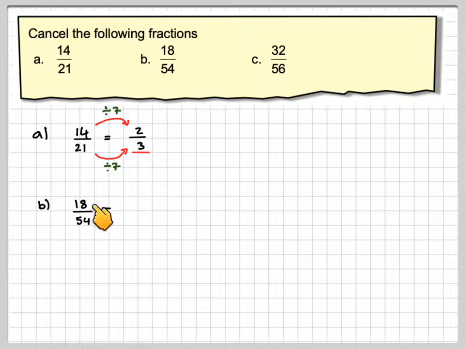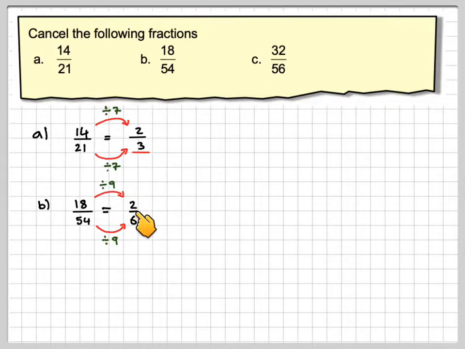Similarly, 18 over 54. Now, you might notice straight away that 18 goes into both those numbers, but if you didn't, you just did 9, suppose. So 9 goes into 18 2 times, and 9 goes into 54 6 times.